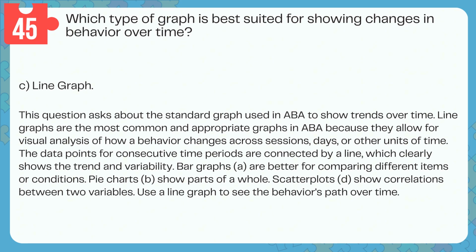Bar graphs, A, are better for comparing different items or conditions. Pie charts, B, show parts of a whole. Scatter plots, D, show correlations between two variables. Use a line graph to see the behavior's path over time.